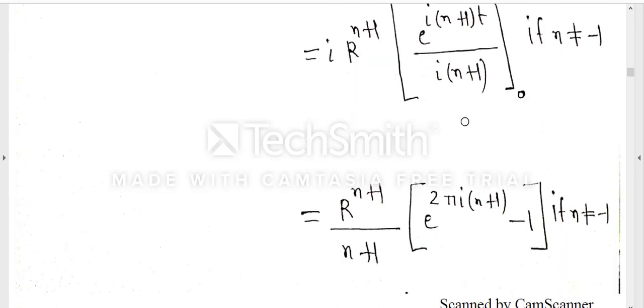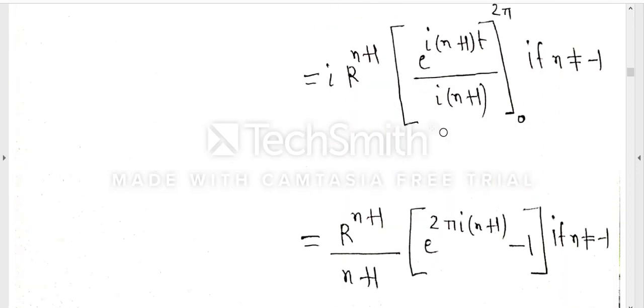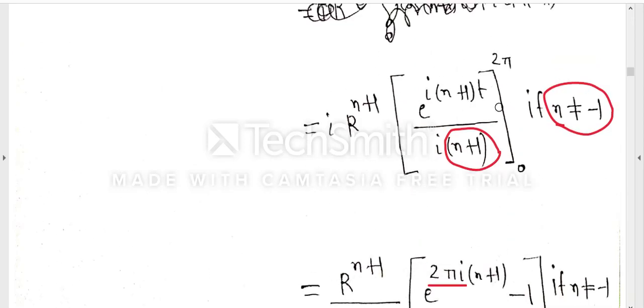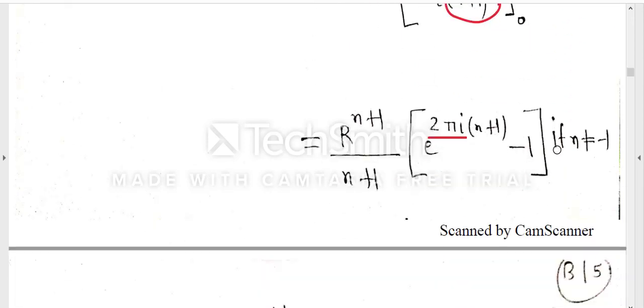i will cancel out here and we consider n plus 1 outside. Upper limit is t equal to 2 pi. So we put e raised to i (n plus 1) into 2 pi minus e raised to 0 is 1. Now this is going to create a problem if n is minus 1. If n is minus 1, then this will become infinity. So this is undefined if n equal to minus 1. So here you must write this is valid if n is not equal to minus 1. We will see what happens if n equal to minus 1.